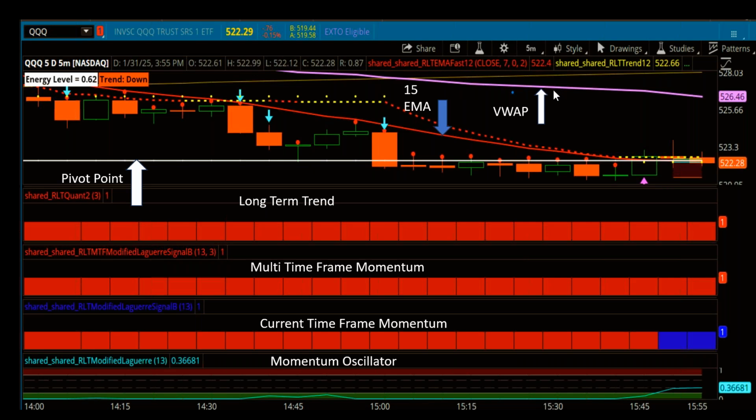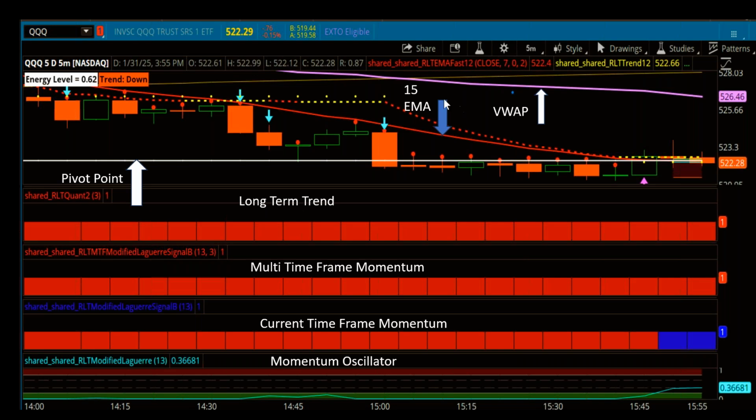This is the VWAP, the volume weighted average price, something you should be using religiously when you're trading intraday. You don't want to be taking stocks long that are priced below the VWAP. You don't want to be taking stocks short when the price is above the VWAP.